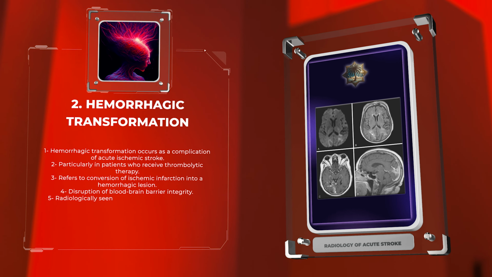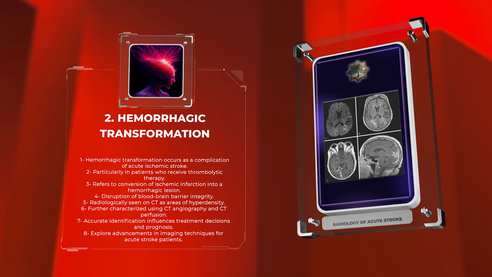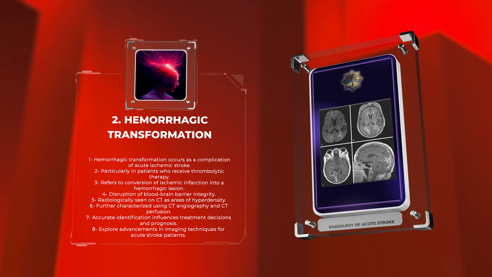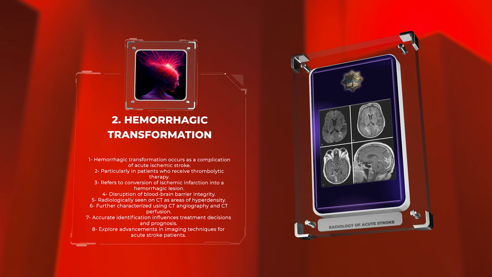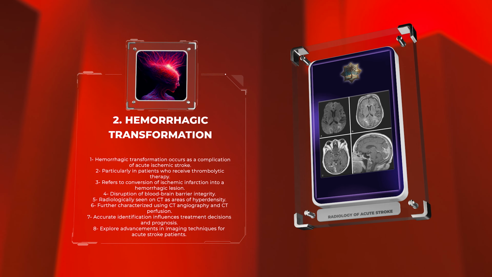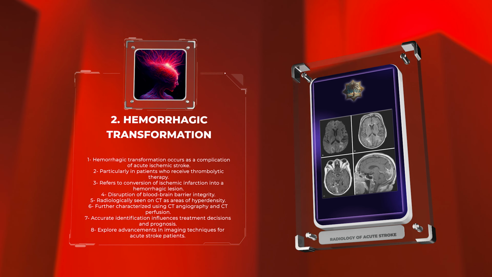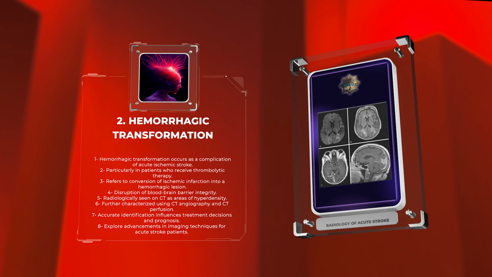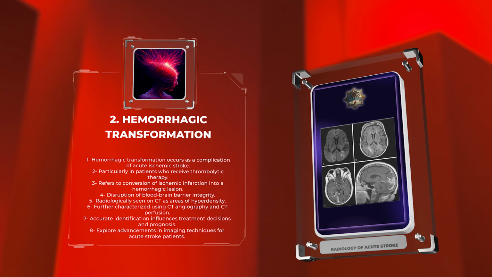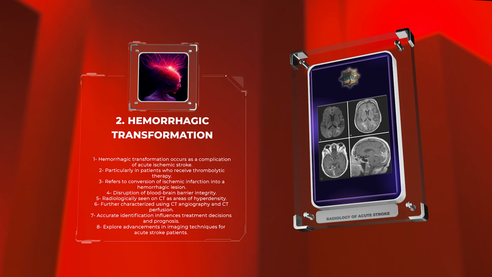Hemorrhagic transformation can occur as a complication of acute ischemic stroke, particularly in patients who receive thrombolytic therapy. It refers to the conversion of an ischemic infarction into a hemorrhagic lesion due to the disruption of blood-brain barrier integrity. Radiologically, hemorrhagic transformation can be seen on CT as areas of hyperdensity within the previously hypoattenuated regions. These hyperdense areas represent extravasated blood and can be further characterized using CT angiography and CT perfusion. It is important to accurately identify hemorrhagic transformation, as it may influence treatment decisions and prognosis.